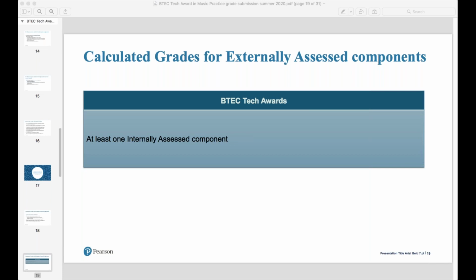So to receive a calculated grade for component 3, students must have completed at least one internally assessed component. Yes, that's correct. So it must have a complete internally assessed component to receive a calculated grade for component 3. So that can be a calculated grade or the unit being complete as well.